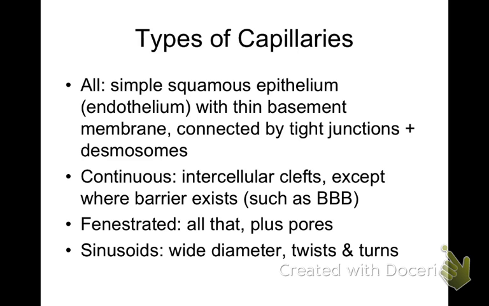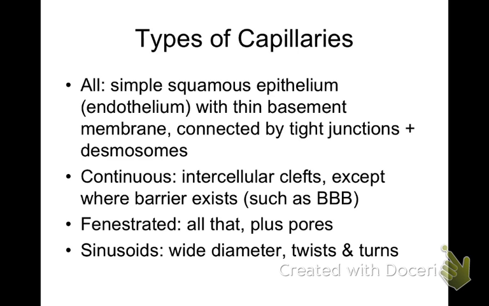Not all continuous capillaries are leaky. Wherever there's a capillary barrier, such as the blood-brain barrier, there's also a blood-thymus barrier and a blood-testis barrier. There are continuous tight junctions that prevent the leaking of any fluid, typically in those specific organs. And so I have a special term for those. I call those tight continuous capillaries. That's just a term I made up to help you distinguish them.